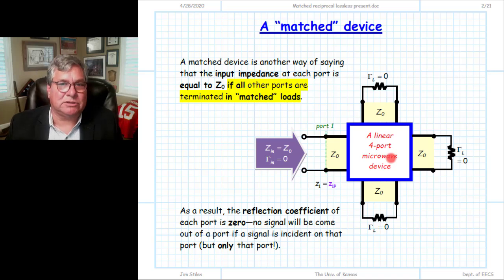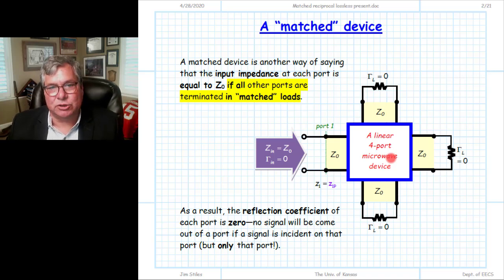What scattering matrix are we interested in that will preserve this characteristic of a matched device? What should the parameters be? Can we recognize it if we see it? It turns out we can.